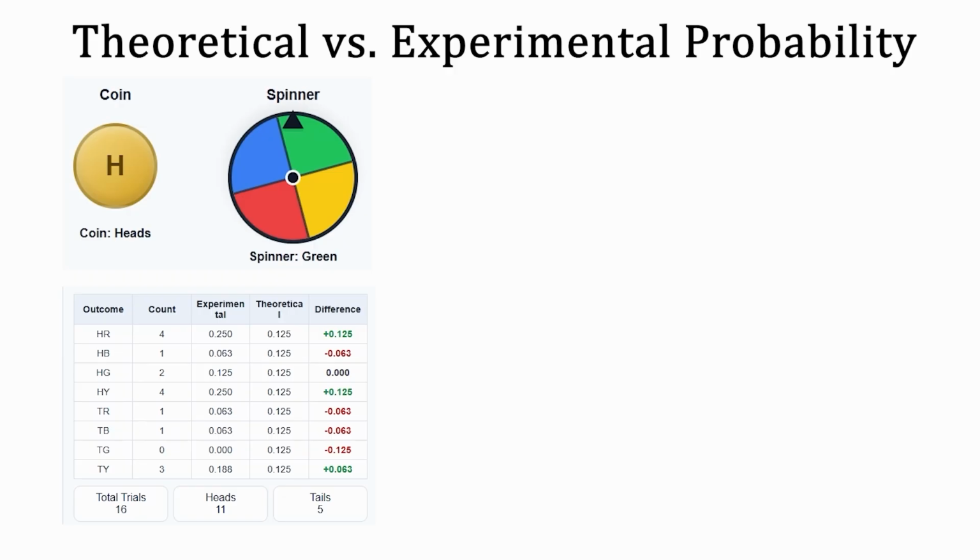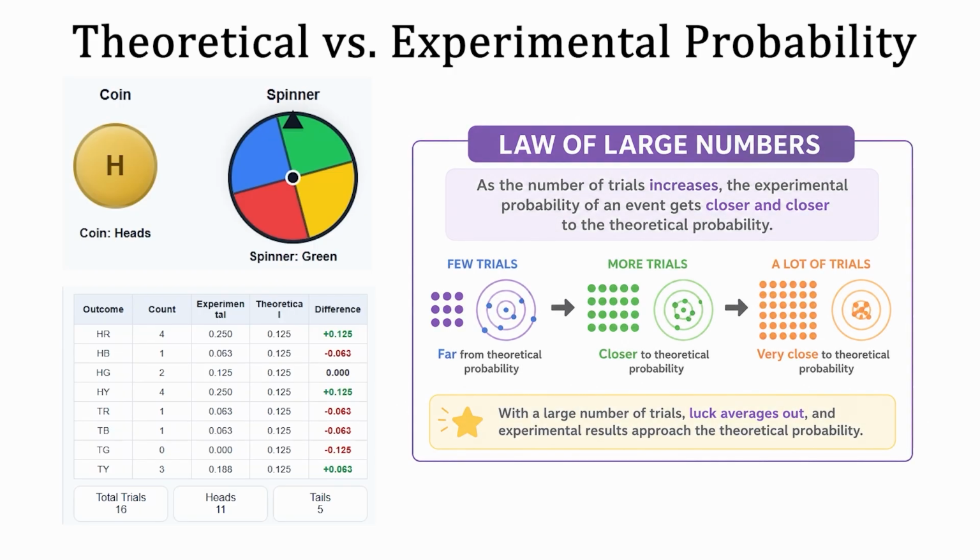This idea is described by the law of large numbers. The law of large numbers states that as the number of trials increases, the experimental probability tends to approach the theoretical probability. All right, we're going to test this idea by increasing the number of trials to 100.